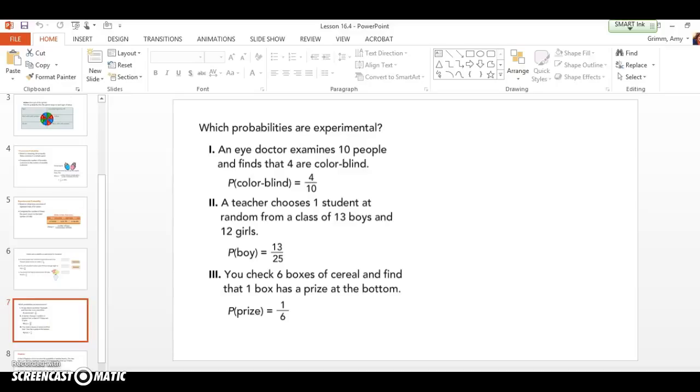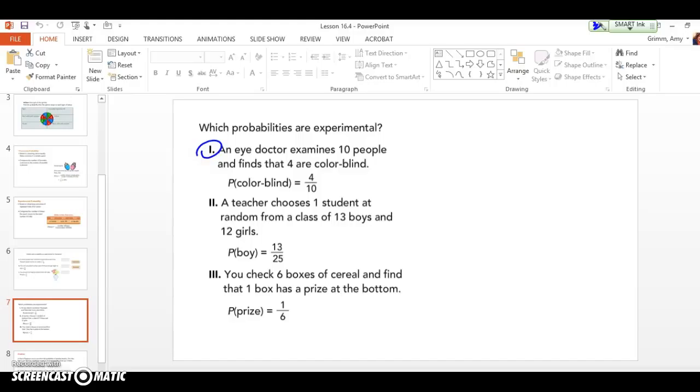Because number 1 says an eye doctor examines 10 people and finds that 4 are colorblind. That's just a complete experiment he's tried. I have no idea how many people are colorblind in the world, but I hope it's not 4 out of 10. Because what percent would that be? 40. That'd be 40%. I don't think 40% of humans are colorblind, but I don't know that.